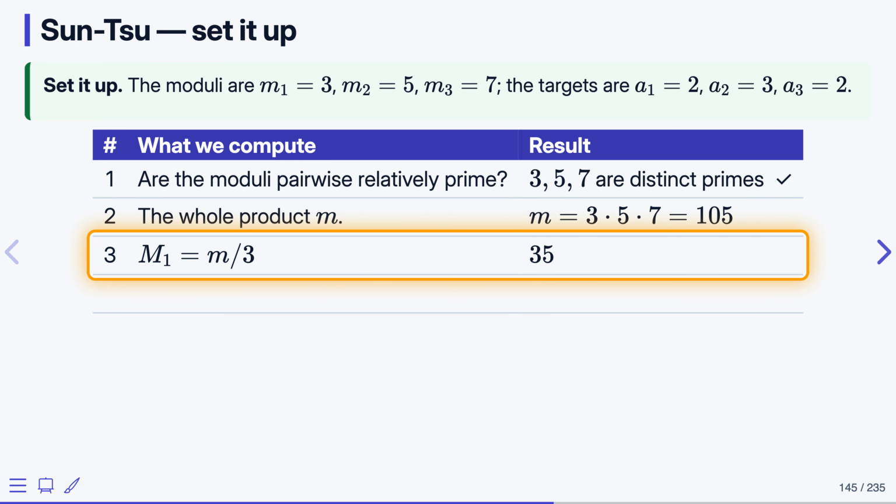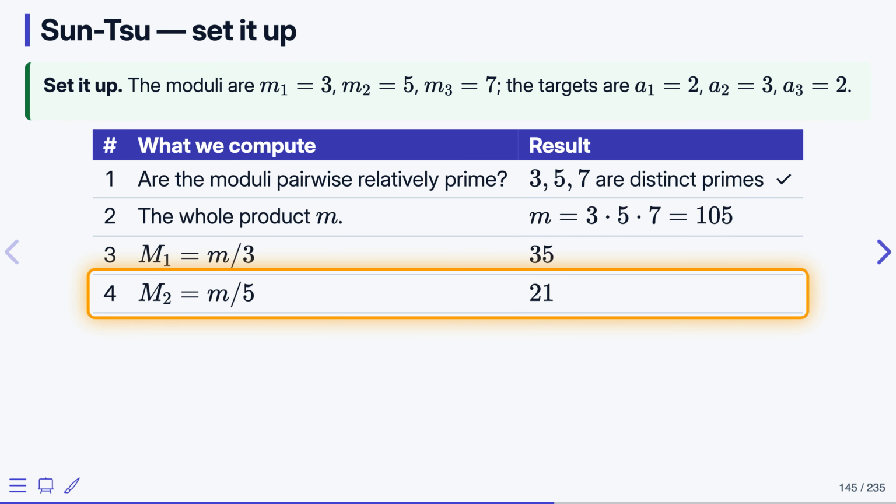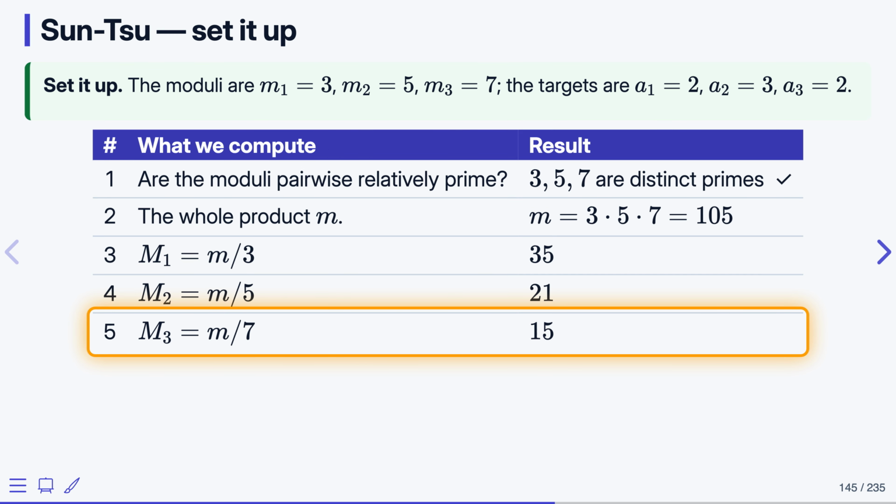Step 3. Big M1 is 105 divided by 3, which is 35. Step 4. Big M2 is 105 divided by 5, which is 21. Step 5. Big M3 is 105 divided by 7, which is 15.